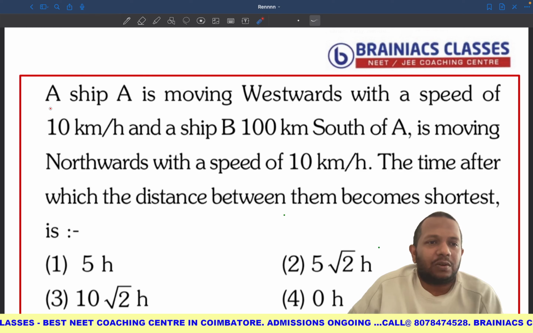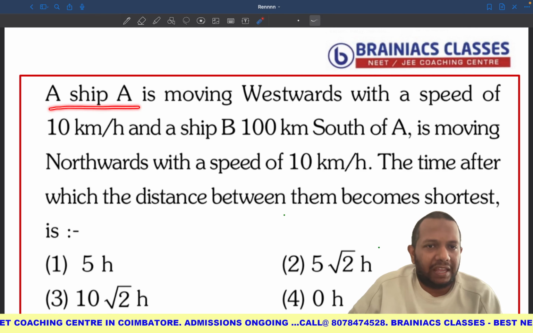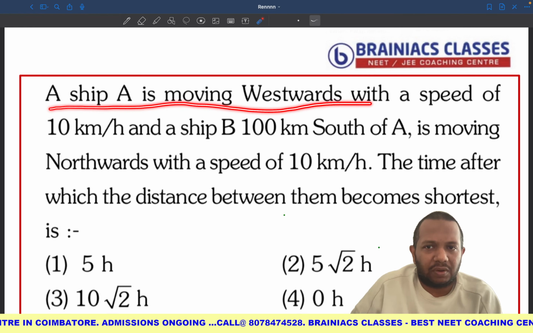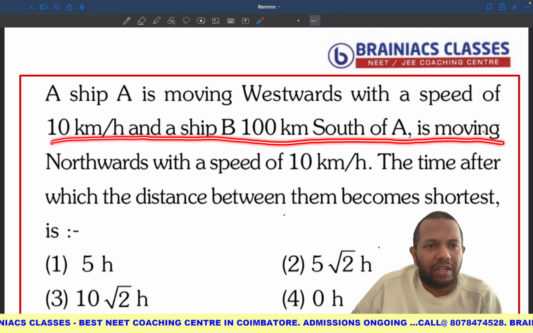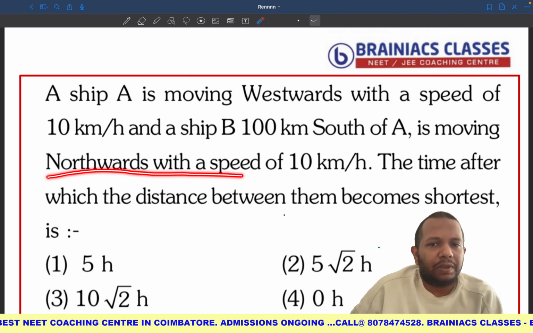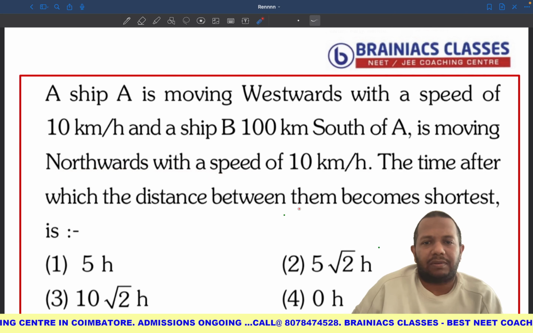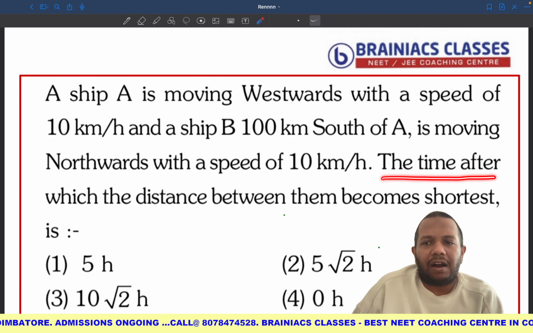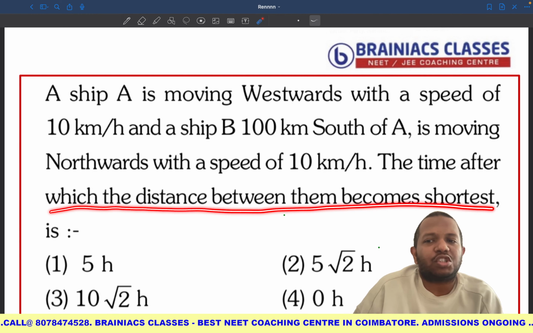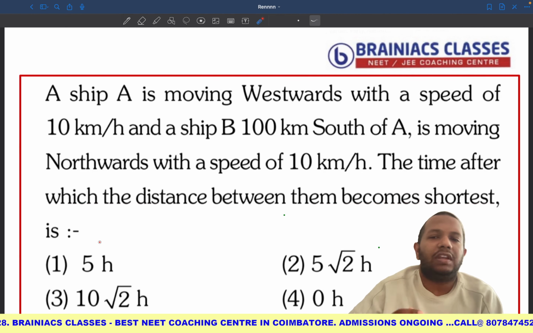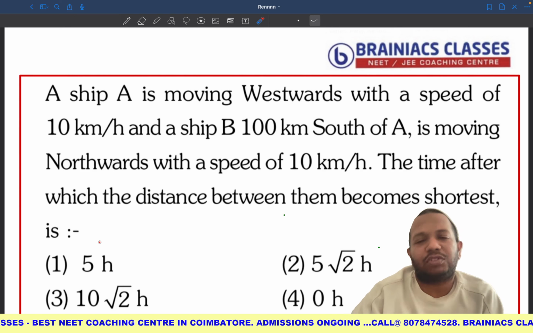The question given here is: a ship A is moving westwards with a speed of 10 kilometer per hour and there is another ship B, 100 kilometer south of A, moving northwards with a speed of 10 kilometer per hour. The time after which the distance between them becomes the shortest. So we need to find out the time at which this becomes shortest.